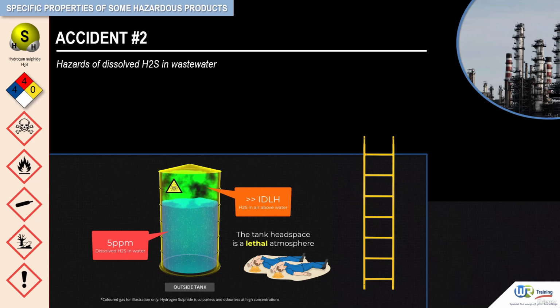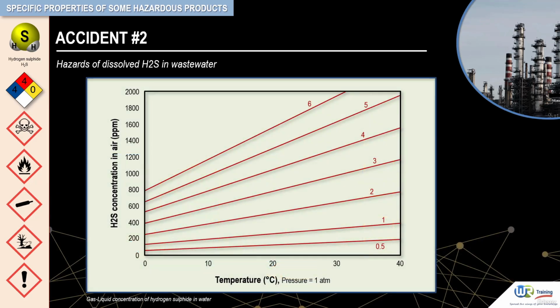Now, although the explanation that will follow will be broken down into further details in the process safety calculation section of the course, here is a brief description. The following figure illustrates gas-liquid concentration of hydrogen sulfide in water. The inclined solid lines, starting from 0.5 all the way to 6, represent the concentration of dissolved hydrogen sulfide in water, expressed in milligram per liter or ppm and as a function of temperature.